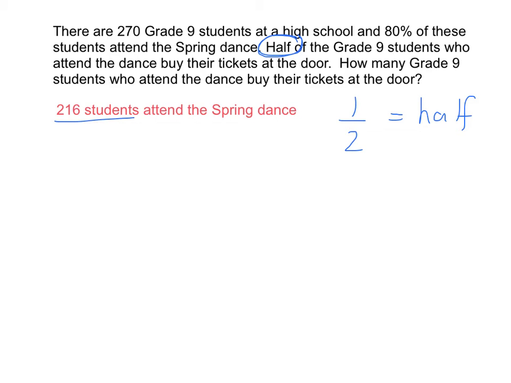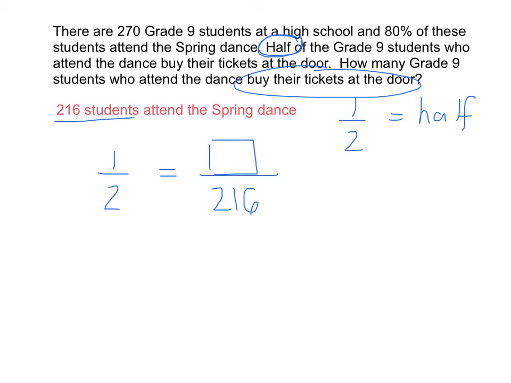Well, we're going to set this up as a proportion. Remember, a proportion is a statement that shows that two fractions or two ratios are equivalent or equal. So how do I set up my second fraction? Well, do we know the total number of students that attend the dance? Yes, 216. So a certain number of students out of 216 bought their tickets at the door. So what do we need to find? We need to find out how many students buy their tickets at the door. Since this is unknown, let's call this y.